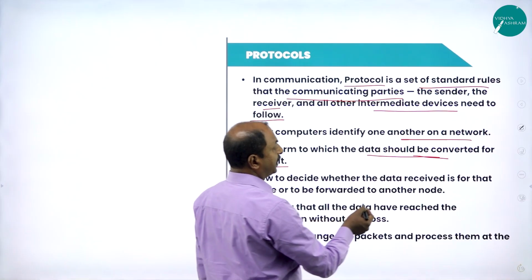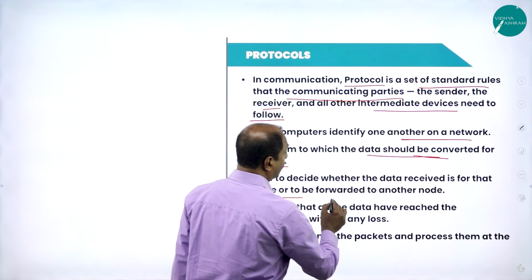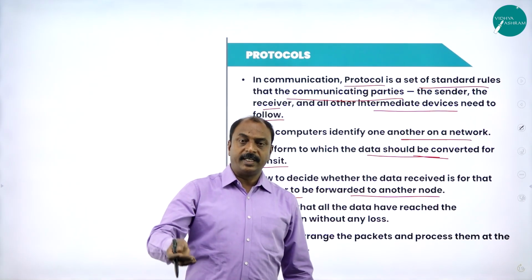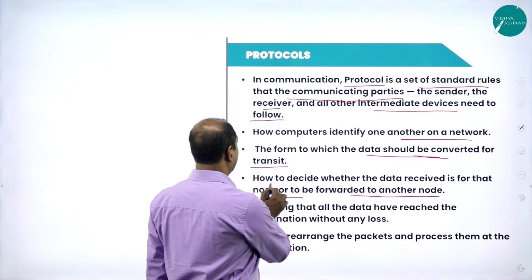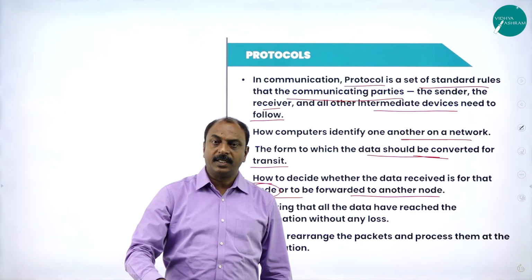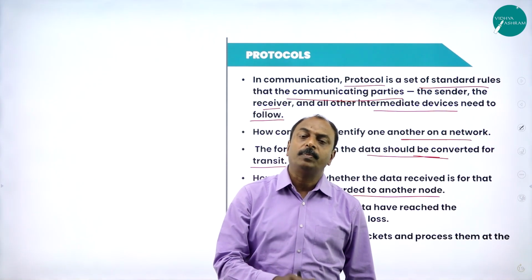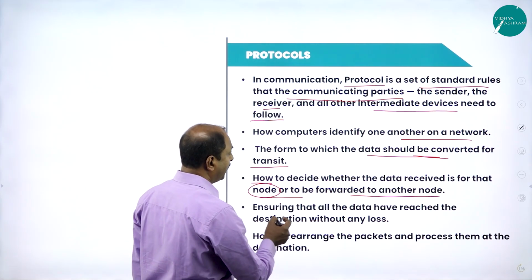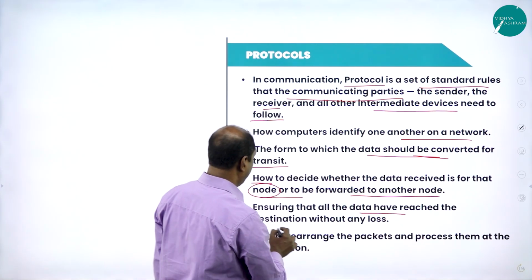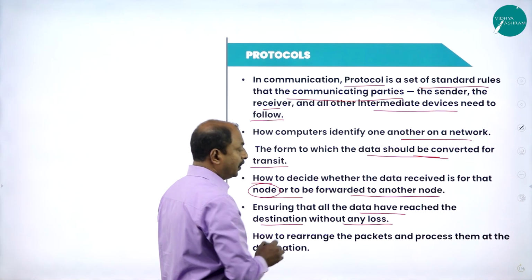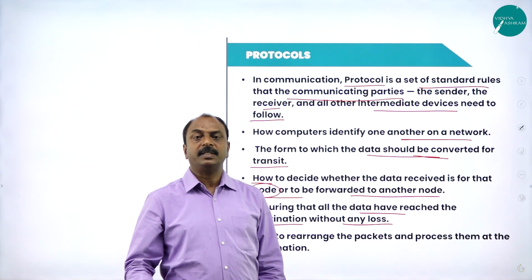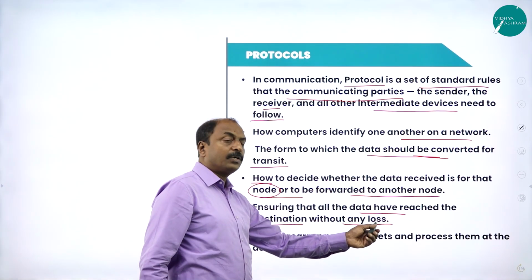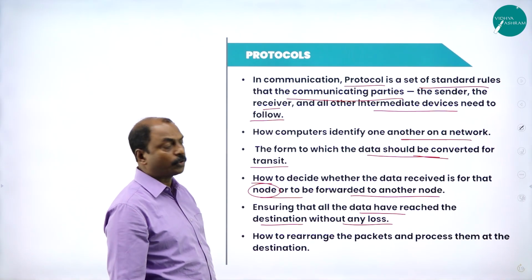Then it decides whether the data received is for that node or to be forwarded to another node. So another function of protocol is, whatever data we have sent to one node, a node being one of the computers, whether the data is for a particular node or needs to be transmitted to some other node, that can also be done with the help of this protocol. Next one is ensuring that all the data have reached the destination without any loss. So it makes sure that data sent from the sender must reach the destination without any problem or data loss. That is another function of this protocol.